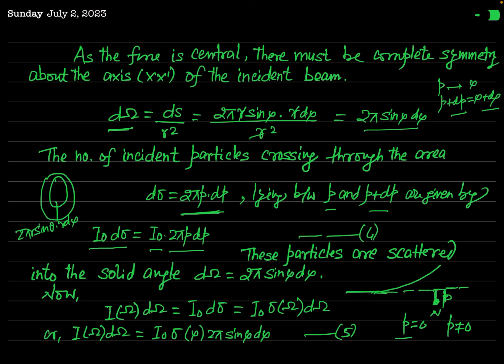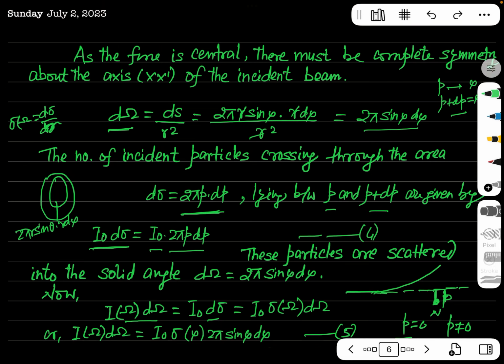And as you have learnt earlier, this number I naught d sigma is equal to I omega d omega. I omega is the intensity of the scattered beam of particles, and d omega is the solid angle in which the scattered particles are contained. Now you can see this d sigma, since sigma omega is defined by d sigma by d omega, this is d omega. So d sigma will be sigma into d omega. So I have written here, instead of this d sigma, sigma omega d omega.